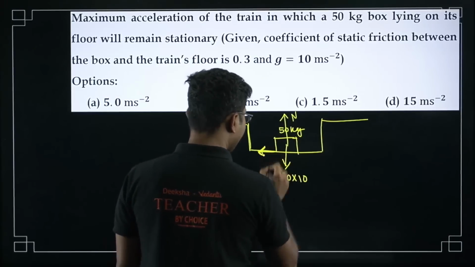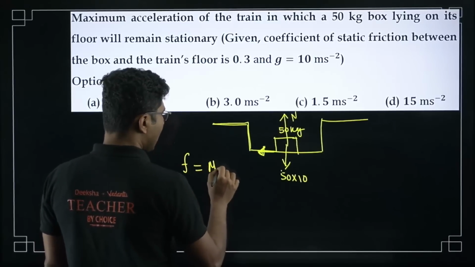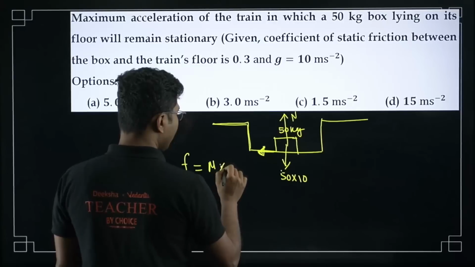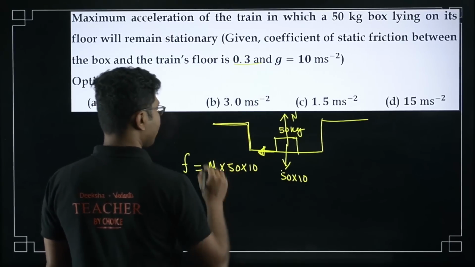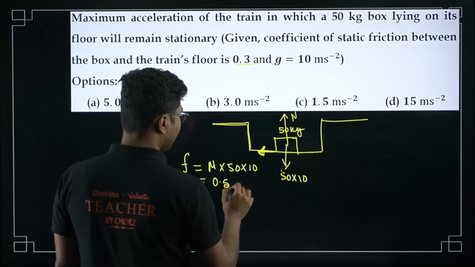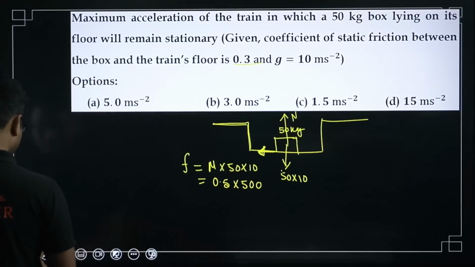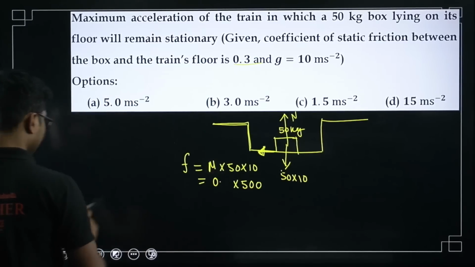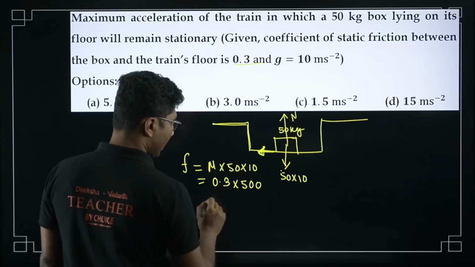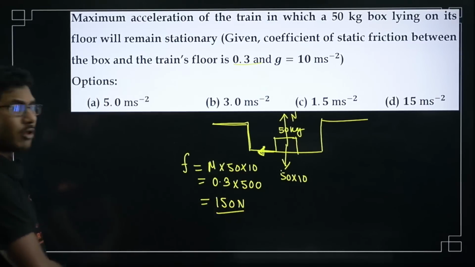The force on the box, that is the frictional force, will be mu mg, that is mu into 50 into 10, and the mu value given here is 0.3. So 0.3 into 500, that is 150 Newton. This is the force of friction acting on the block, right?